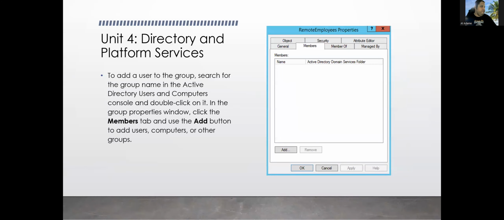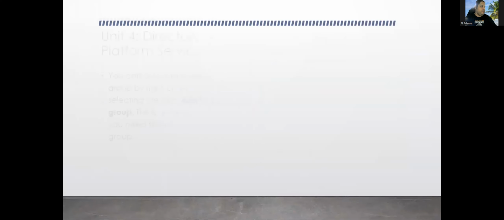Here's how you add a user. You go to the Active Directory Users and Computers console, double click on the group, and probably just click the Members tab, then Add. It's pretty easy. I'm just going to breeze through this because it's pretty quick stuff.